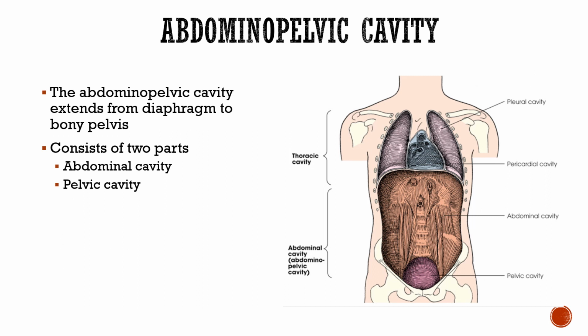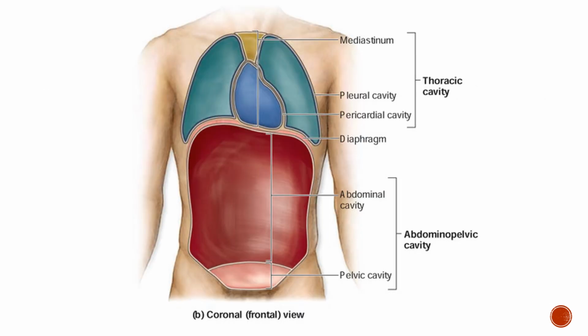The abdominal pelvic cavity extends from the diaphragm to the bony pelvis. It consists of two parts, the abdominal cavity and the pelvic cavity. Something important to note is that the thoracic cavity and the abdominal pelvic cavity are divided by the diaphragm. So anything below the diaphragm is in the abdominal pelvic cavity.